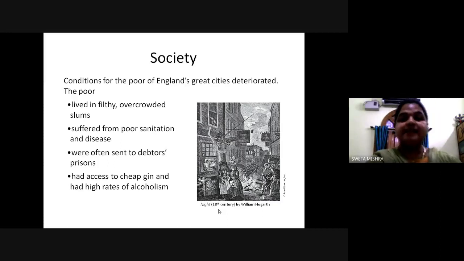You will also find that this poor class of society suffered from poor sanitation, and because of poor sanitation they acquired a lot of diseases. They were often sent to debtors' prisons because they could not earn a good living. So they had to take debt from people, and when they were unable to repay the debt, they were imprisoned. That's why the prisoners were known as the debtors' prison. They also had access to cheap gin, and there were high rates of alcoholism. We all know that when the poor suffer, they suffer not in one area but in many. That's how the poor lived a very traumatic life.